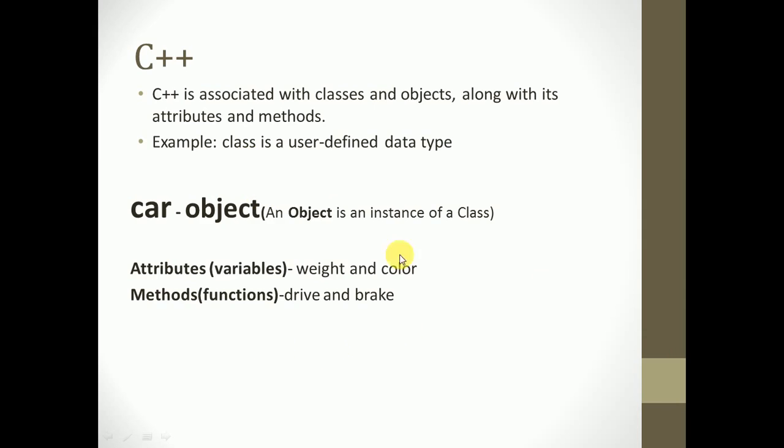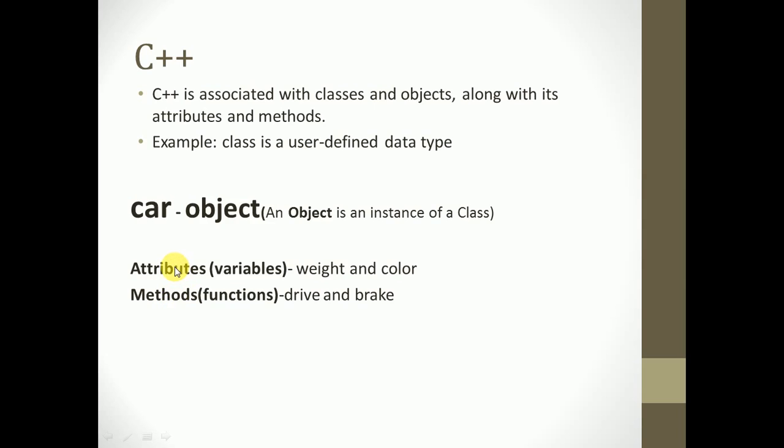Now coming to the object. If my class is going to be vehicle, what can be an example of vehicle? I can take a car. Now this becomes my object. An object is an instance of a class.